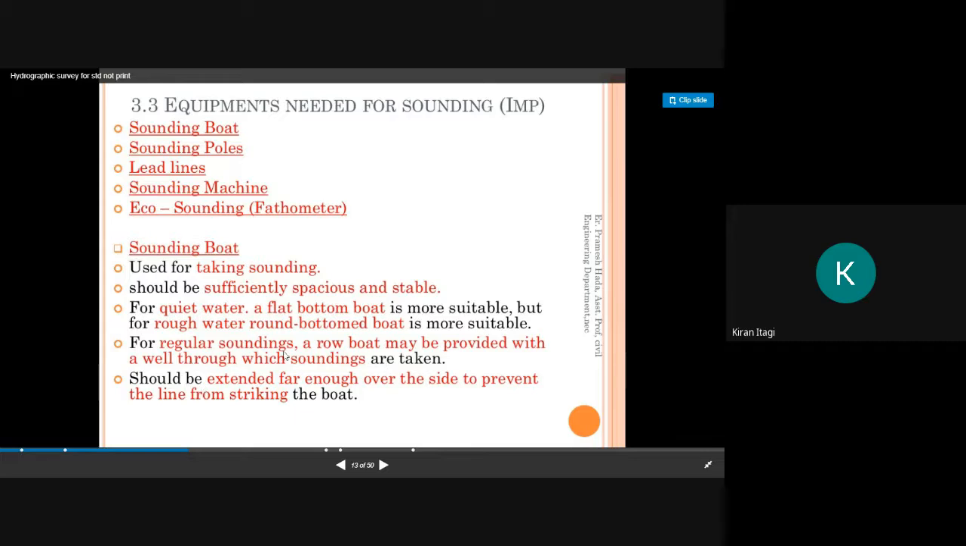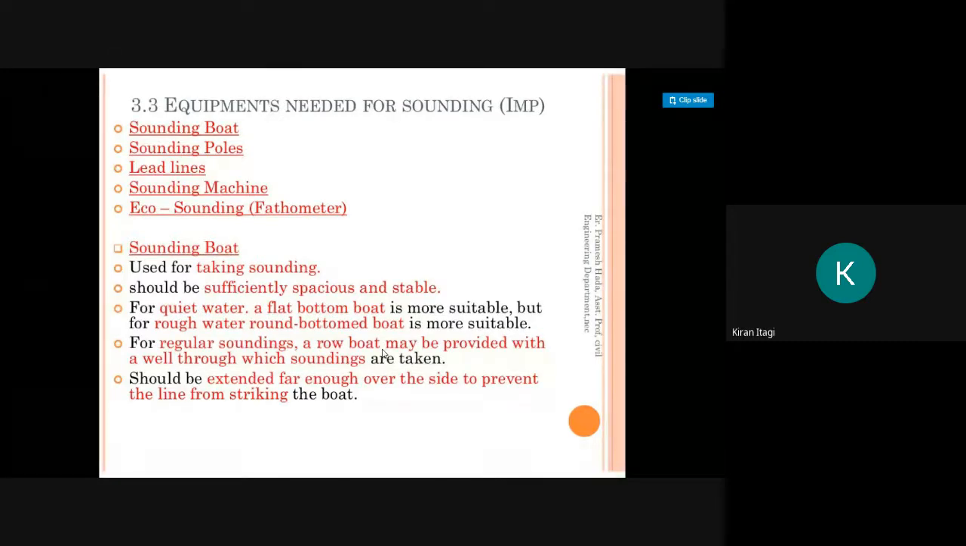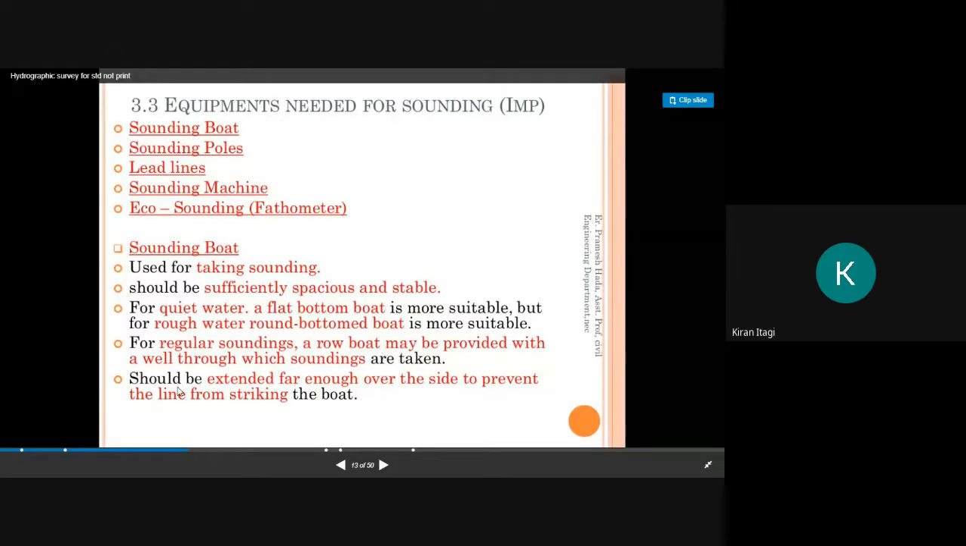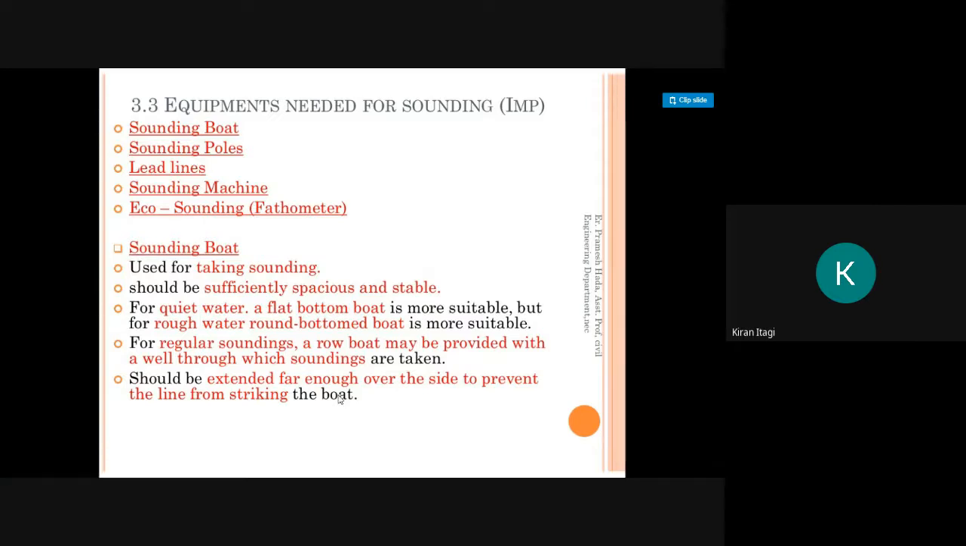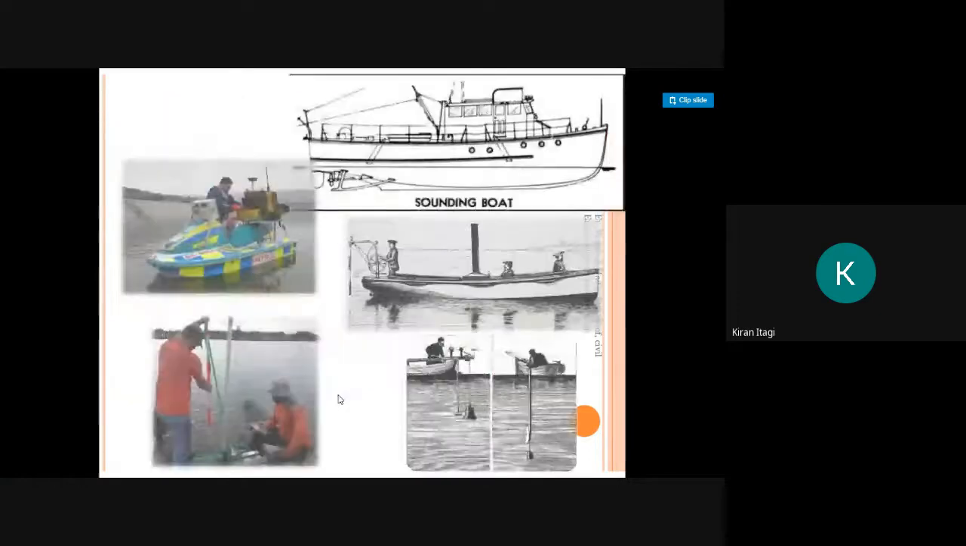For a regular sounding, a row boat. Okay. Row boat means it is a type of boat which is used to take the regular sounding. That is along a straight line, and it should be extended far enough over a side of the boat to prevent the line from striking the boat. So if numericals are there, methods are there. If you are taking three boats at a time, it should be far enough, so that it avoids the striking.